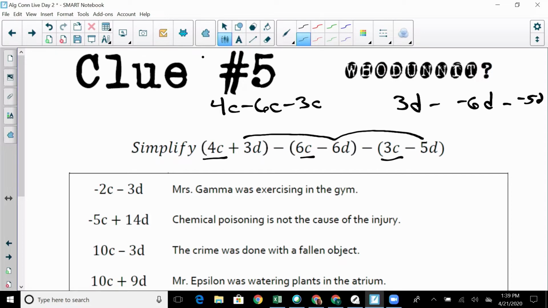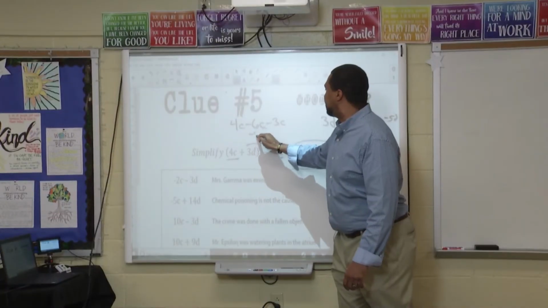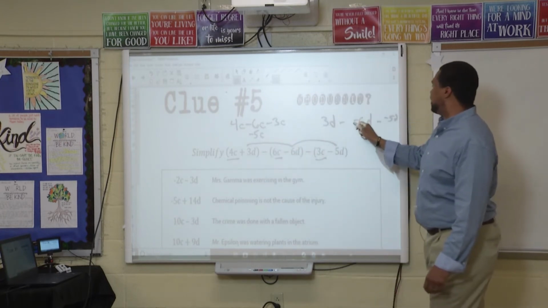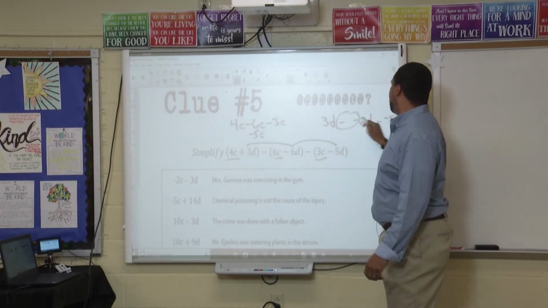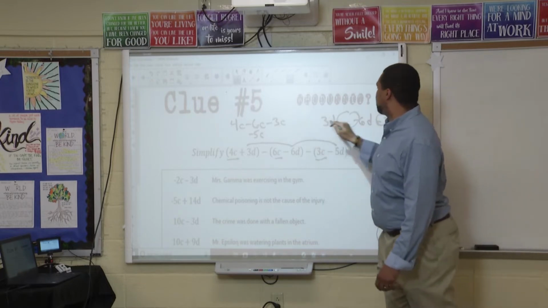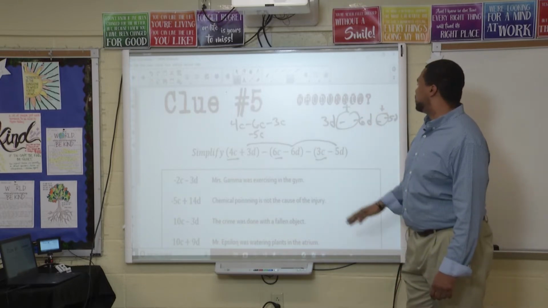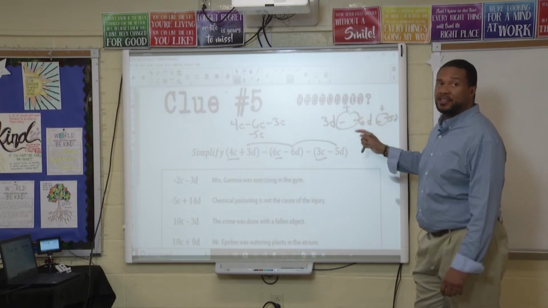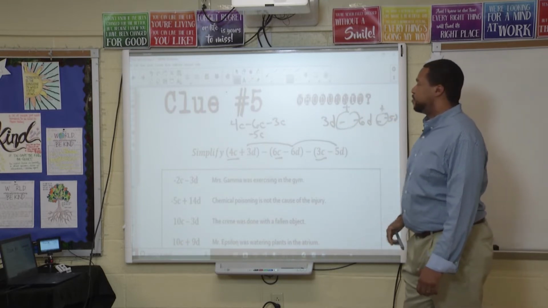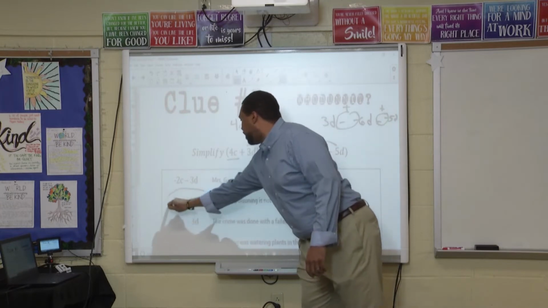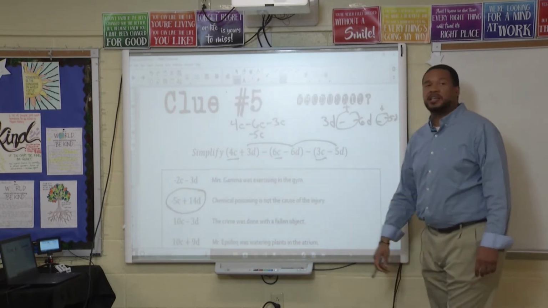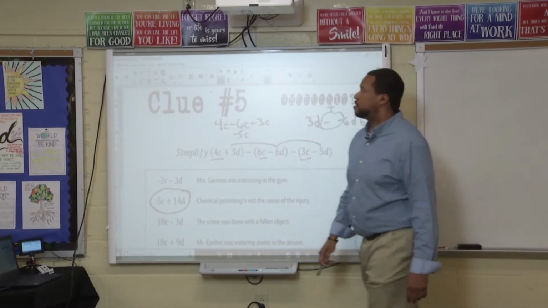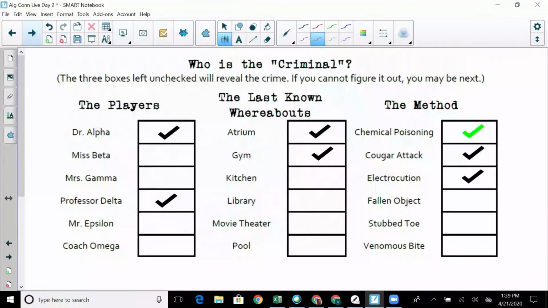So when we combine all like terms, 4 minus 6 is negative 2, minus 3 is negative 5c. 3 minus a negative. Now, whenever you have minus a negative, and that happens twice here, we could just change that to plus. So 3d plus 6d plus 5d. 3 plus 6 is 9 plus 5 is 14. So that is our solution, and the clue is chemical poisoning is not the cause of injury. So let's check that off our box. Chemical poisoning is not the cause of injury.